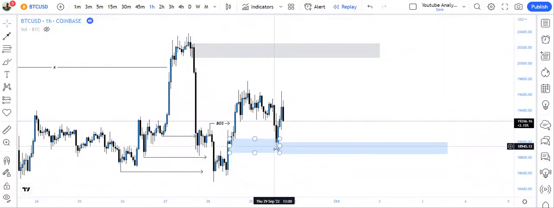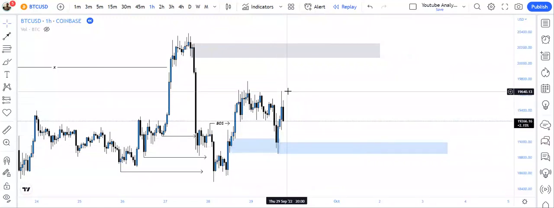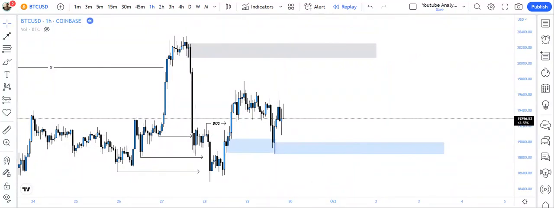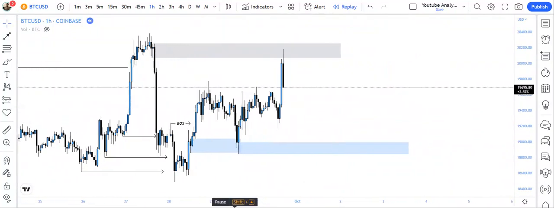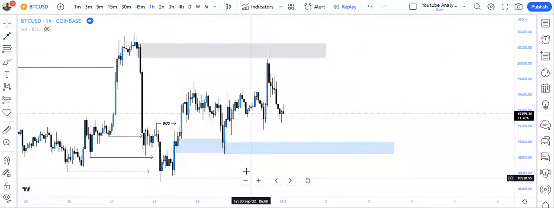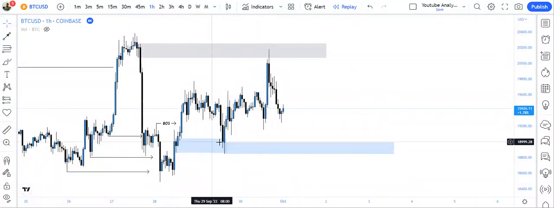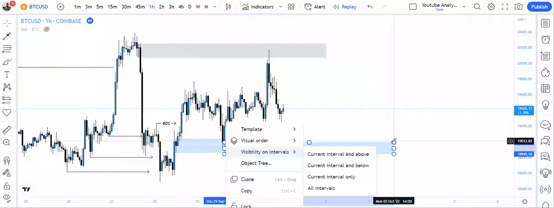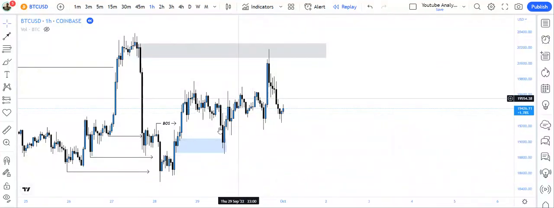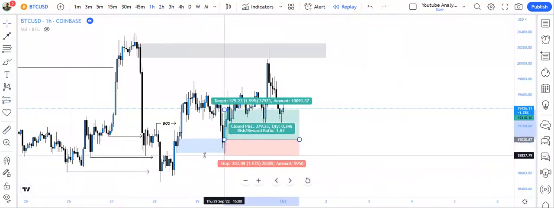And as you can see, price tapped into this demand zone, went all the way towards the upside, breaking this structure as well. So this would have been a great trade as well. Okay, so right over here, as you can see, price tapped into this demand zone and moved all the way towards the upside. So this would have been a great trade on a lower time frame. I mean, in this time frame, this is the 1 hour time frame. If you place an entry over here, stop loss right below the lows.